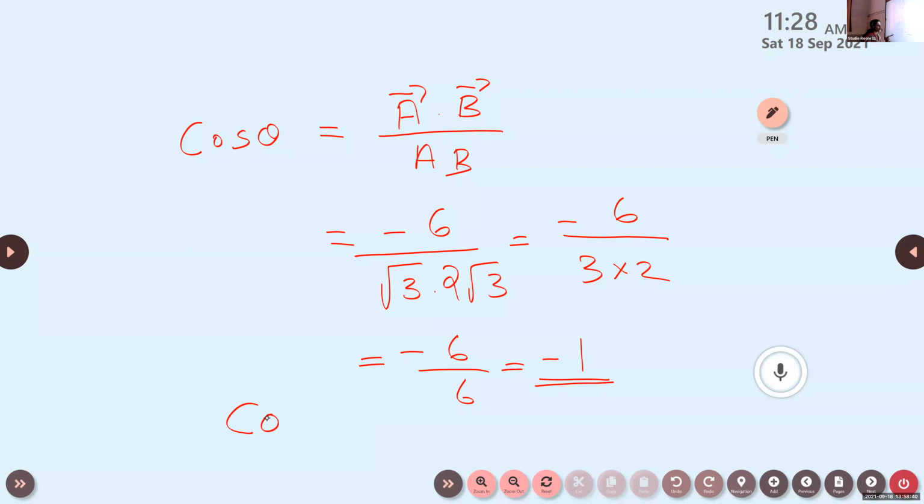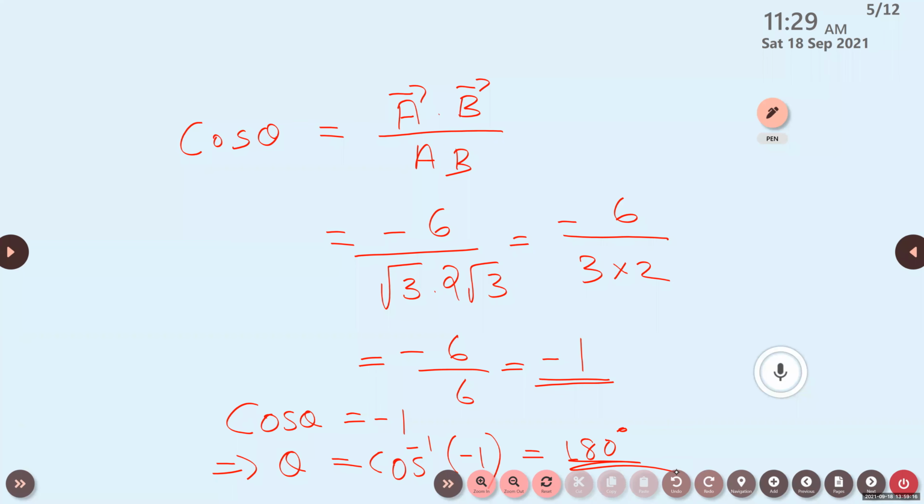So here cos theta is equal to minus 1, which implies theta is equal to cos inverse minus 1. Cos theta is equal to minus 1 is obtained when theta is equal to 180 degrees. So cos inverse minus 1 is equal to 180. So what is the angle between the two vectors, vector A and vector B? It is 180 degrees. Is it clear?